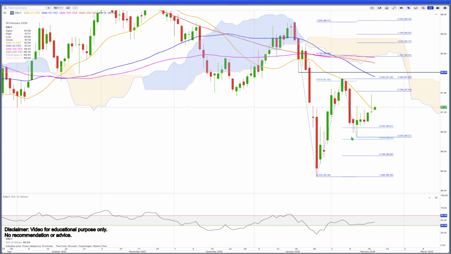But if it takes out 96.37, well, then we are looking at the low level down here again. And the first sign of that playing out could be that we are sliding back here towards 96.60 and RSI turning back below the 40 threshold.